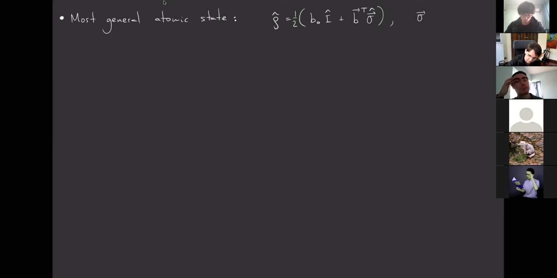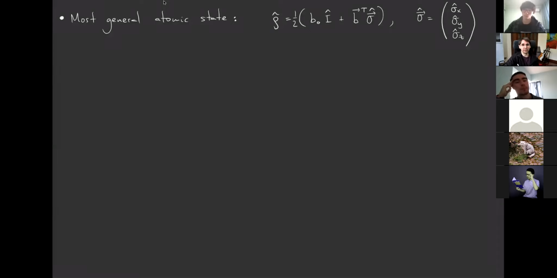Where we usually define a vector operator which contains the three Pauli operators. Okay. And then these coefficients here, B0 and this vector B, which will have components B1, B2, and B3, are just the coefficients of the linear combination that correspond to any atomic state that I want to write. So this we know just from the fact that the Pauli operators and the identity form a basis for any other operator in this space.